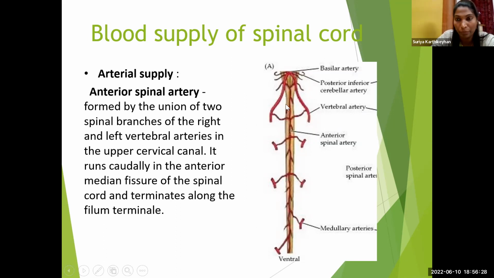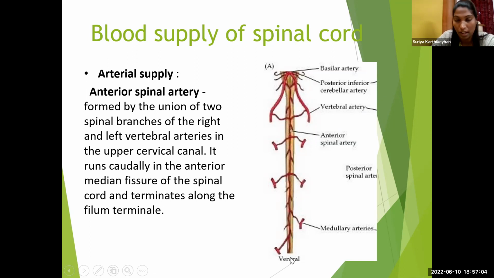Which ones? From the vertebral artery, one is the posterior spinal artery, another is the anterior spinal artery. The anterior spinal artery arises as two branches from the two vertebral arteries, and then unites as a single anterior spinal artery. These two spinal branches from the two vertebral arteries unite to form a single trunk, that is the anterior spinal artery, which runs down caudally along the anterior median fissure throughout the spinal cord and supplies the spinal cord anteriorly.